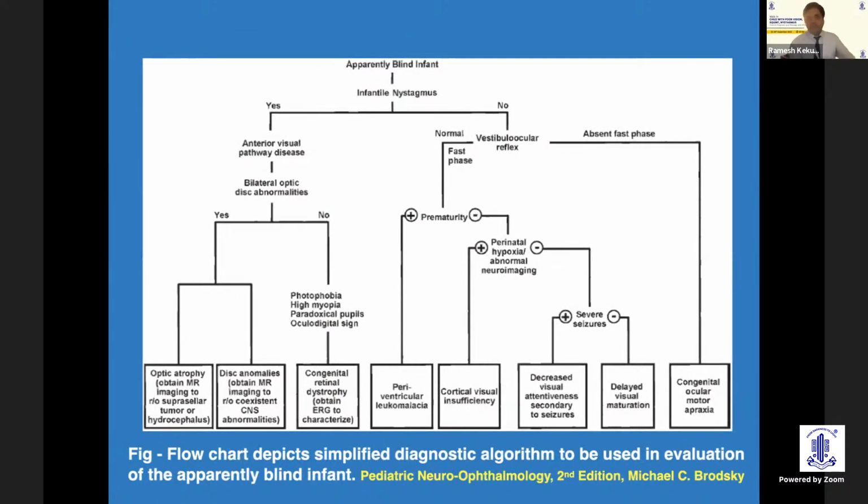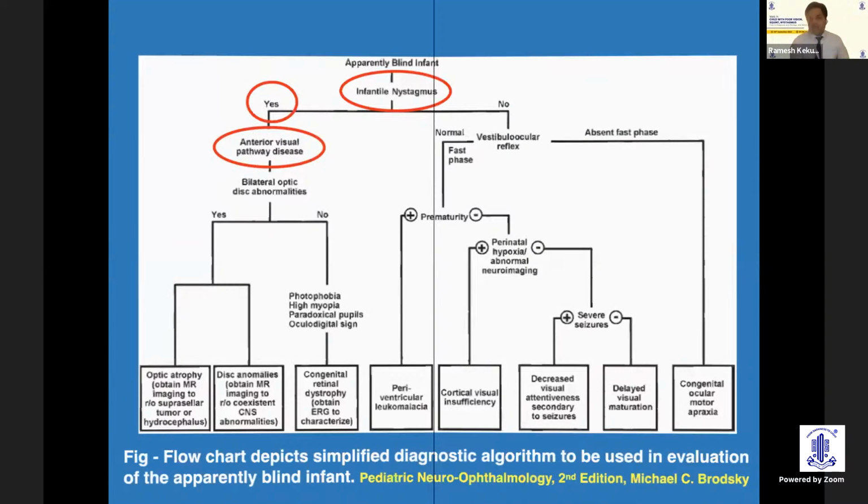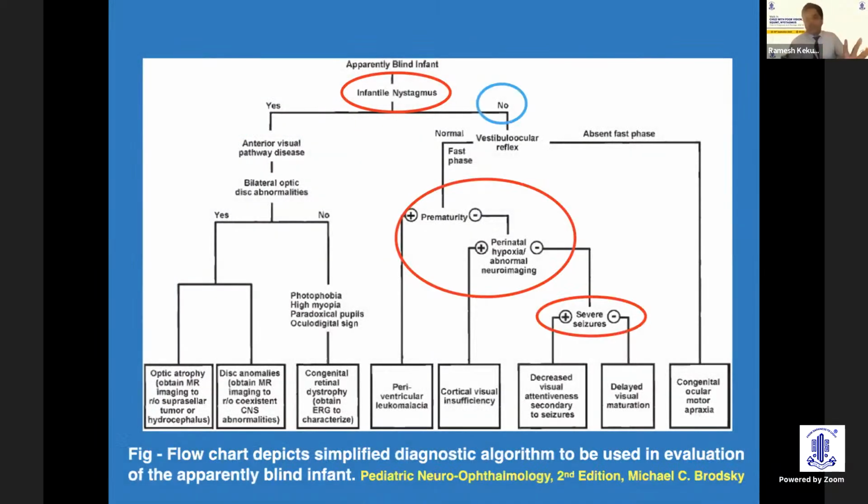History, examination, looking for infantile nystagmus, mostly it is anterior visual pathway. If there is no nystagmus, good vestibular ocular reflexes, which is normal, there is prematurity, then you are thinking mostly about the cerebral visual impairment in these patients. Having said that, some of the CVI patients also can have nystagmus. So this is the flow chart showing how do you differentiate apparently blind.